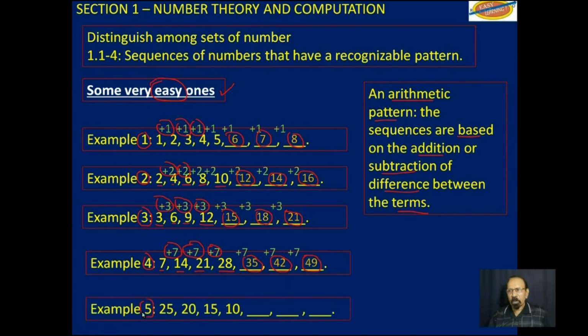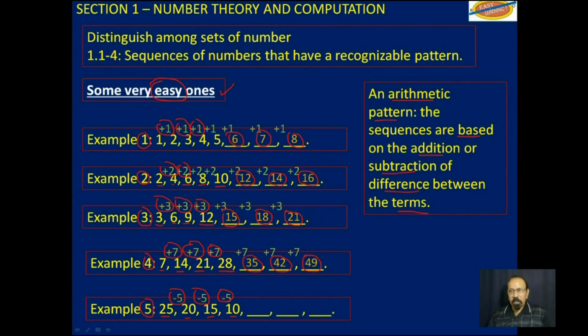Example 5, remember I said these are the easy ones. 25, 20, 15, 10. So what did you do to 25 to go to 20? You subtract 5. And from 20 to 15, you subtract 5. And from 15 to 10, you subtract 5. Now these are rules that we developed and then applied.